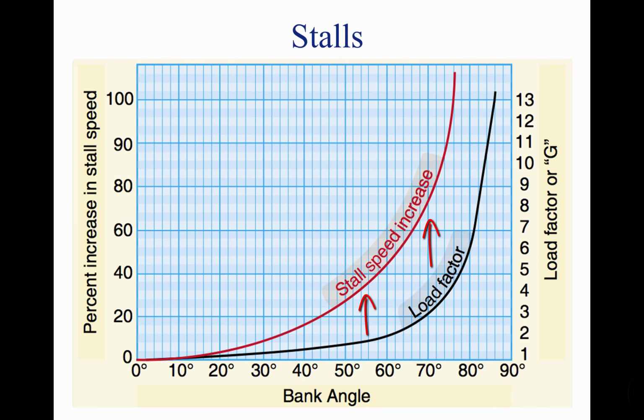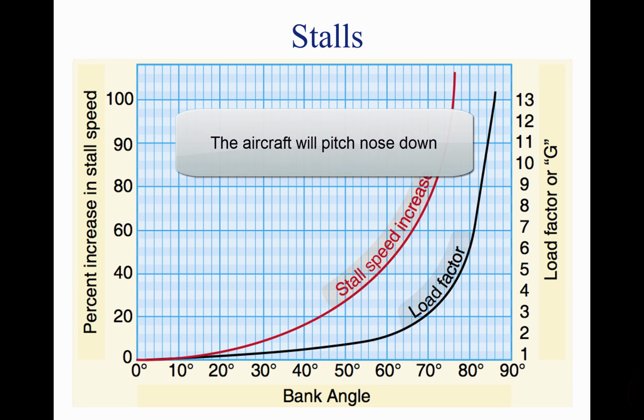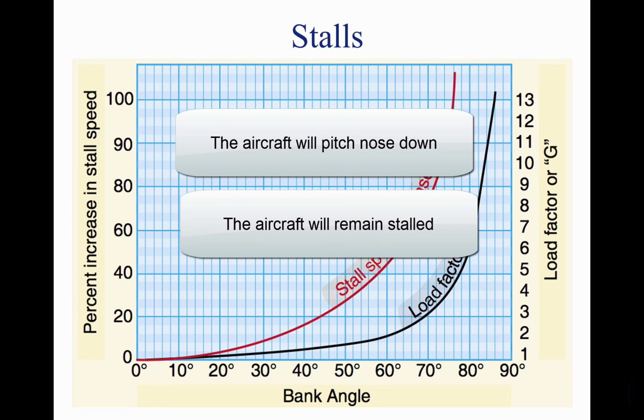Most training aircraft are built with the center of gravity in front of the center of lift. This means that during a stall, the aircraft will rotate about its center of gravity and nose down. This condition is better than having the center of gravity behind the center of lift, because if the nose cannot pitch down during a stall, the aircraft will remain in a stalled state until it contacts the ground.